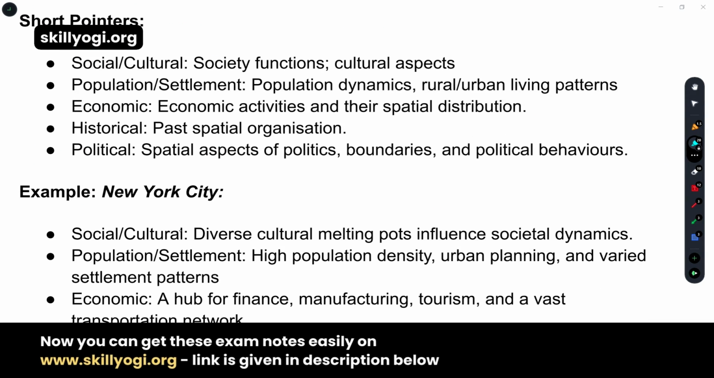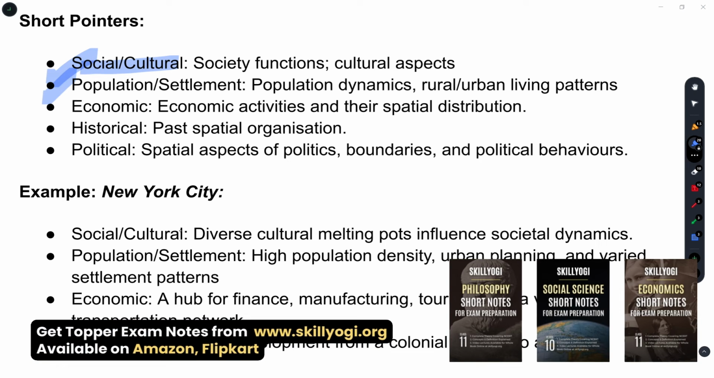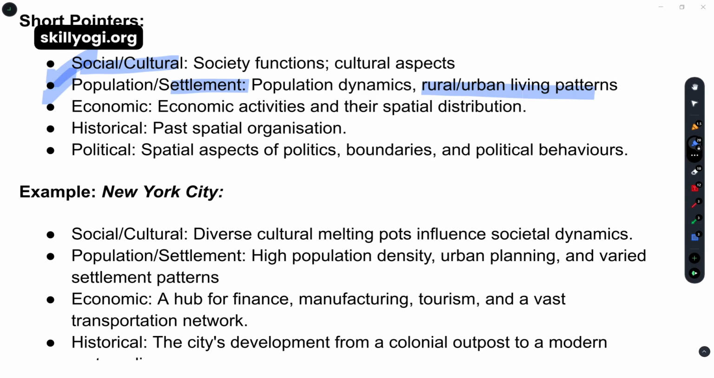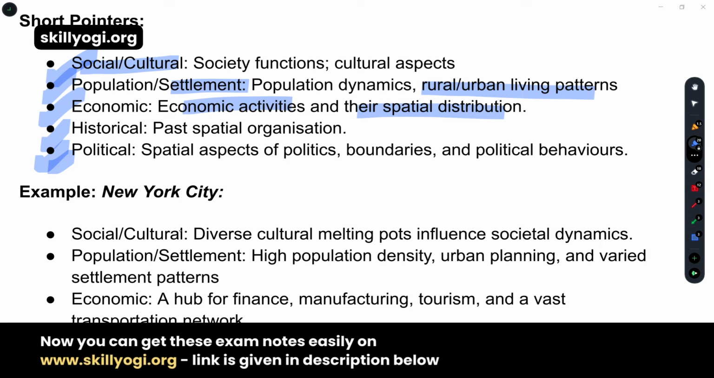From here, which short pointers are we getting? Social cultural geography, which is obviously the study of societal functions. Population settlement geography, population dynamics, rural urban living patterns, their way of working, way of living, their leading life. Economic geography, which activities and their spatial distribution. Historical geography, their past, era and spatial organization. And political geography, the spatial aspect of politics, boundaries and political behaviors.